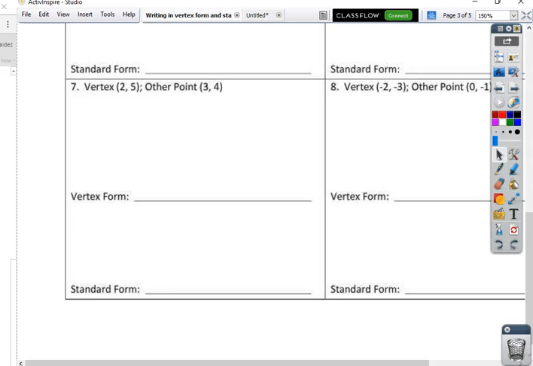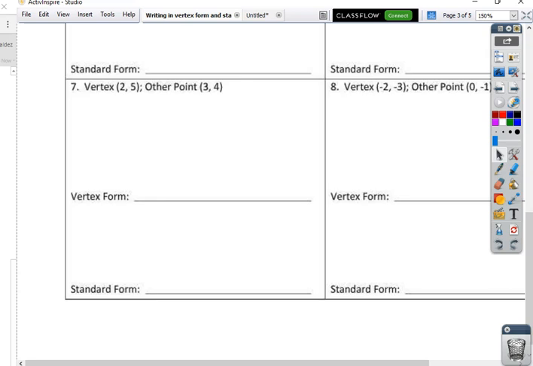All right, so here we go, number 7. Now this is your vertex form to standard form or standard form to vertex form. And I showed you how to do this last time, so I'm going to refresh your memory.